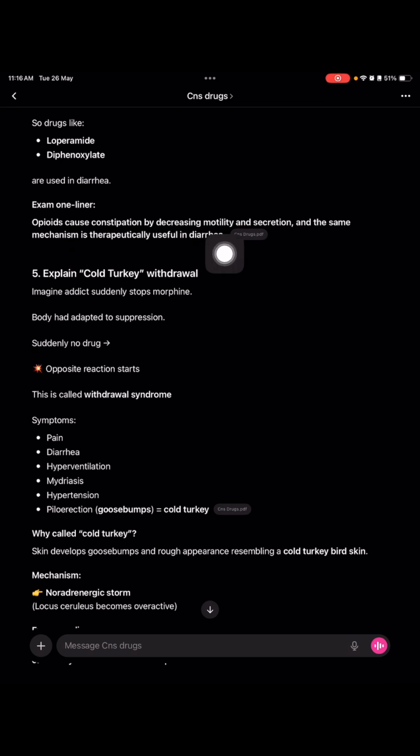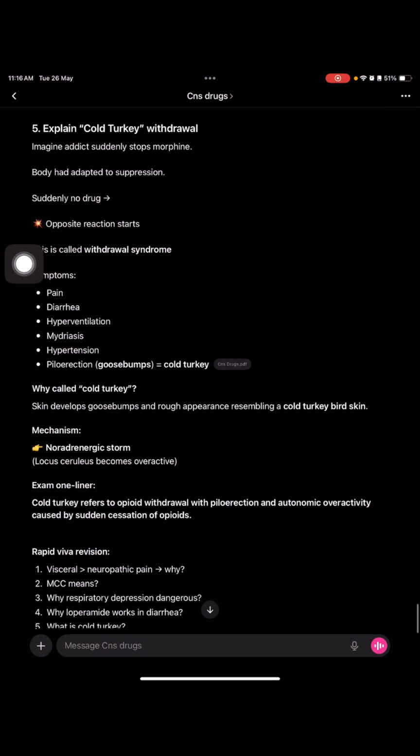So opioids cause constipation by decreasing the motility and decreasing the secretion, and the same mechanism is therapeutically significant in diarrhea. What is cold turkey withdrawal? In one line, it refers to the piloerection and autonomic overactivity that is caused by sudden cessation of opioids.